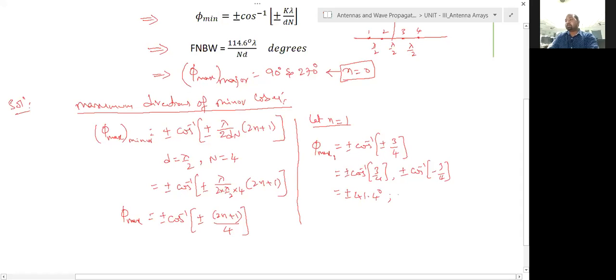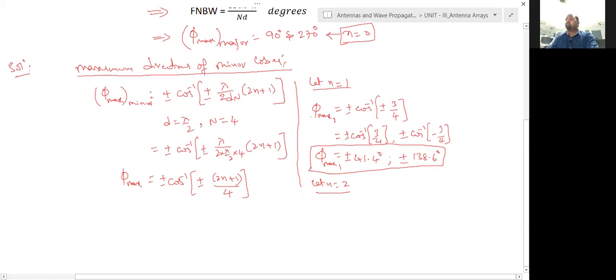41.4 degrees. If you calculate, you will get these values, and 138.6 degrees. So these are the maximum directions of the first minor lobe. And now let n is equal to 2. So n is equal to 2 is for the second minor lobe.